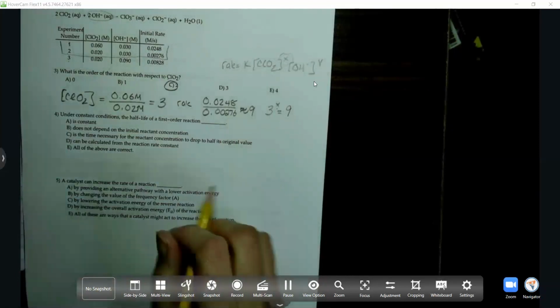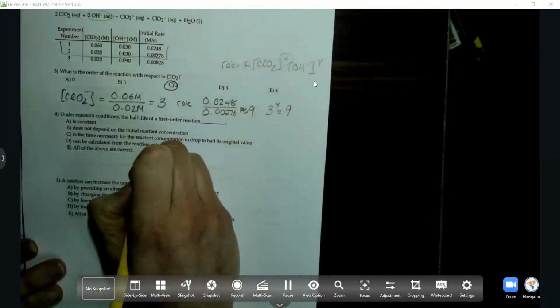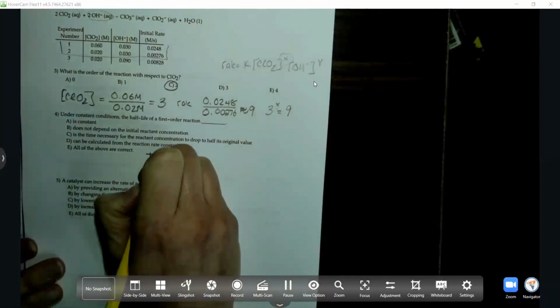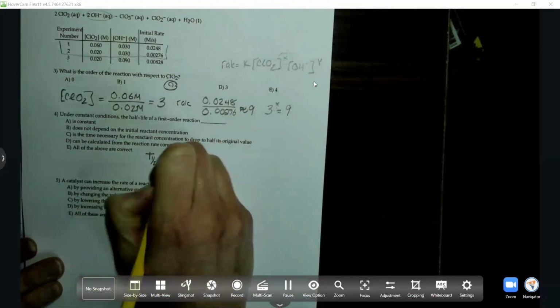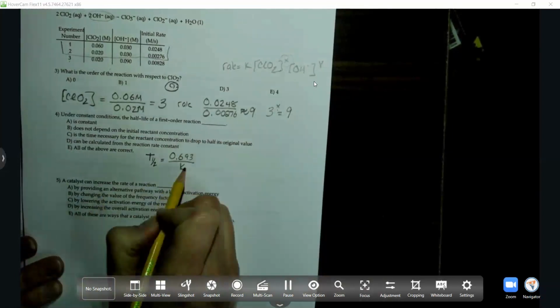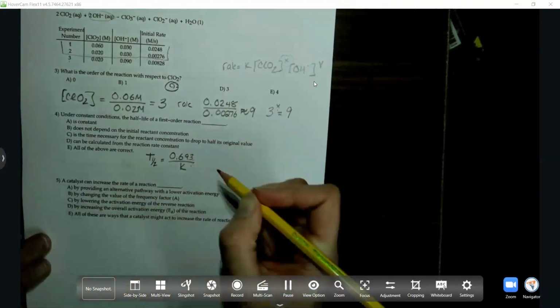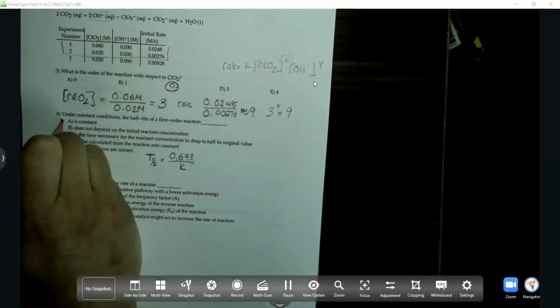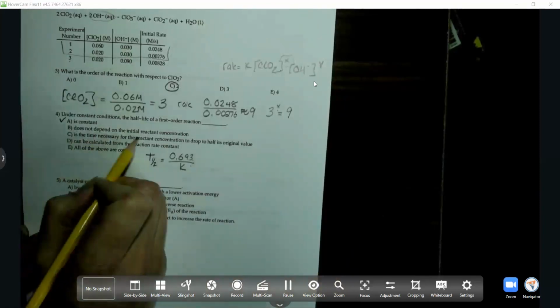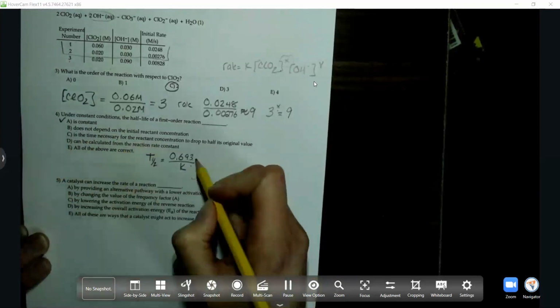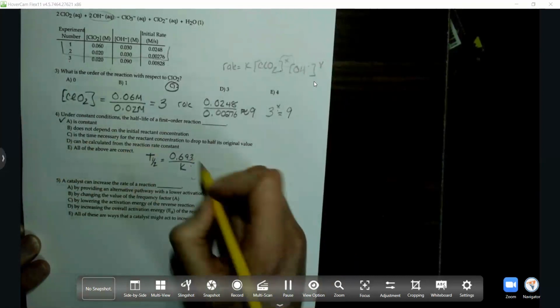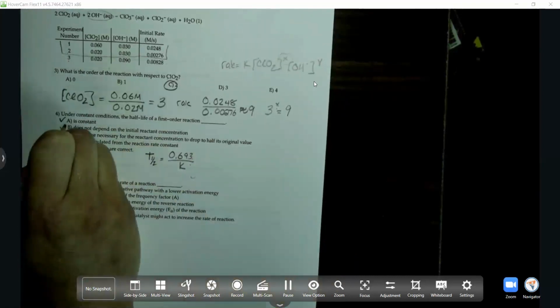All right, so under constant conditions, the half-life of a first order reaction, blank. Recall that our T1/2 is equal to 0.693 over K. 0.693 is constant and K is our rate constant. So T1/2 is constant. Nope, it does not depend on the initial reactant concentration. Are there any concentrations in this equation? No. So it does not.